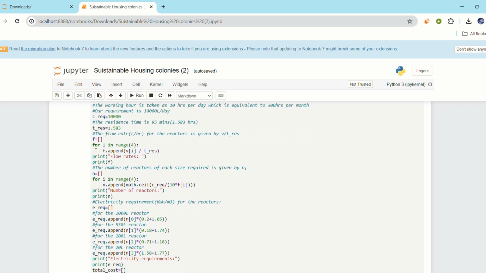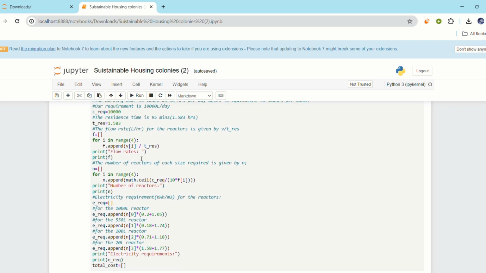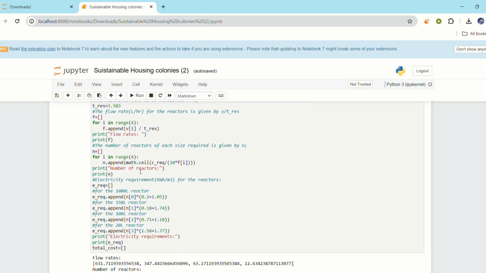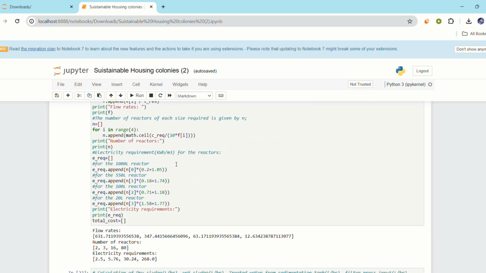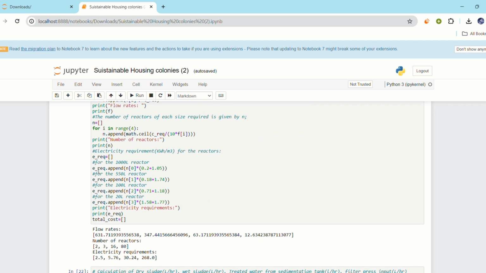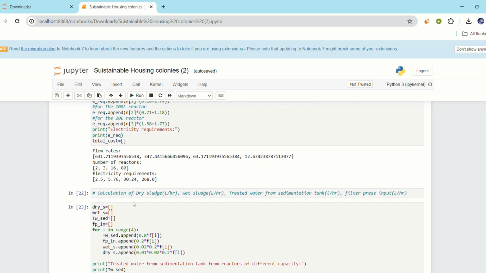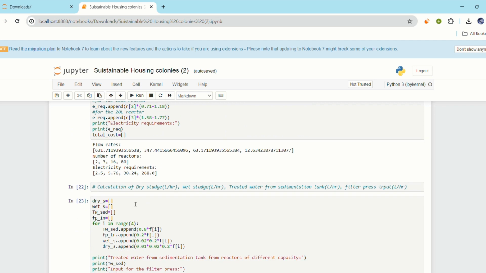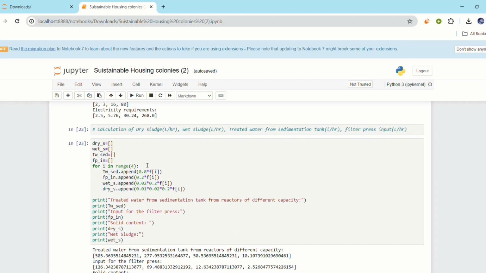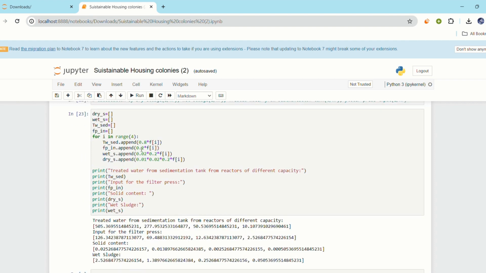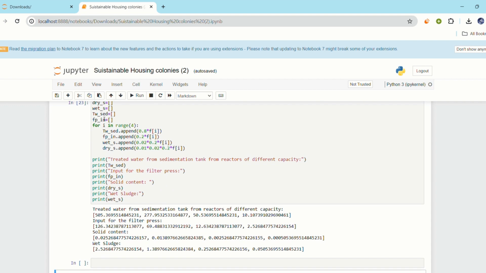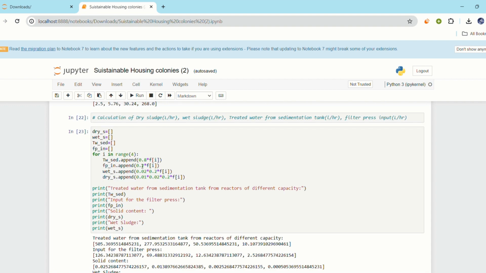I have calculated the flow rates by using this formula. Then the number of reactors is calculated by dividing the required capacity by the flow rates of the different reactors, and then the electricity requirement is calculated. Now, the dry sludge flow rate, wet sludge flow rate, the treated water from the sedimentation tank and the filter press input are calculated here. We have used these formulas from the research paper itself. For the sedimentation, 0.8 times the flow rate is the sedimentation tank treated water. All these formulas are used.